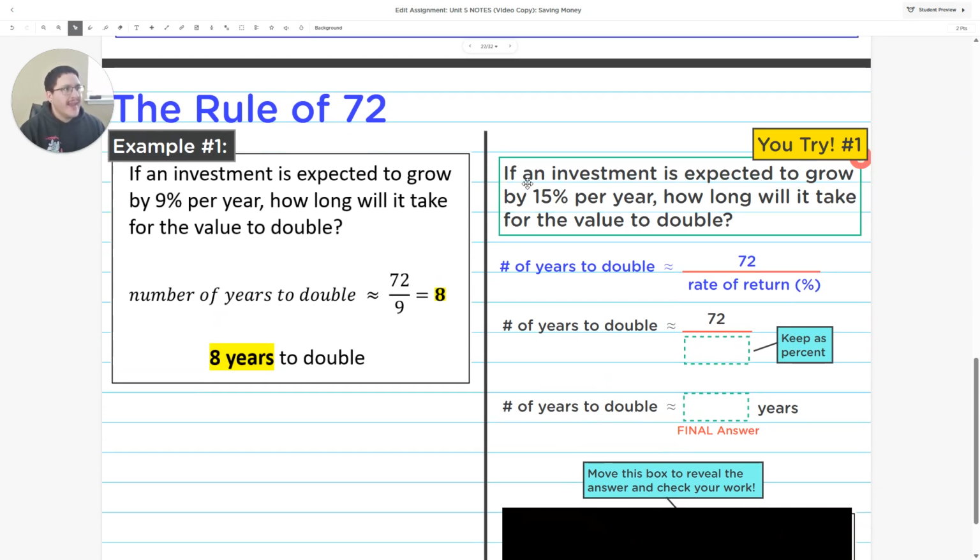So here we go. If an investment is expected to grow by 15% per year, how long will it take for the value to double? So again, at this moment, I would like for y'all to pause the video and try this problem on your own. Otherwise, I'm going to continue on and show y'all how to do this.